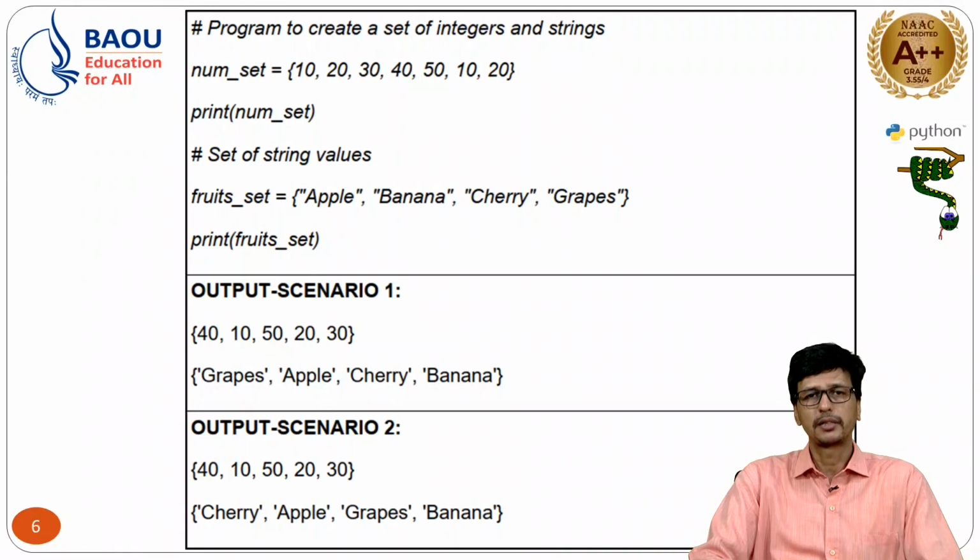The second set we have created is of strings. Again you can observe it is created with the help of curly brackets. Inside are strings, that's why we are using double quotation marks. All the values are separated by commas, and you can observe the output. Multiple scenarios can be displayed in the output. Whenever you execute this code multiple times, the order can change. That is again a feature of a set, as we have discussed. The elements inside the set do not have any specific order, they are unordered. So every time you execute your code, the order can change, right?